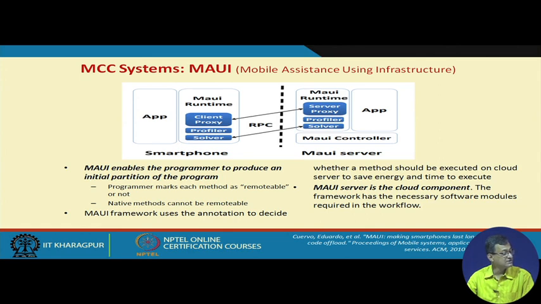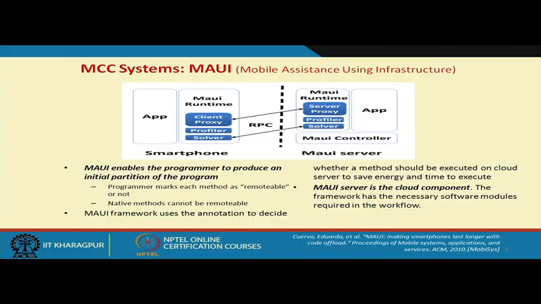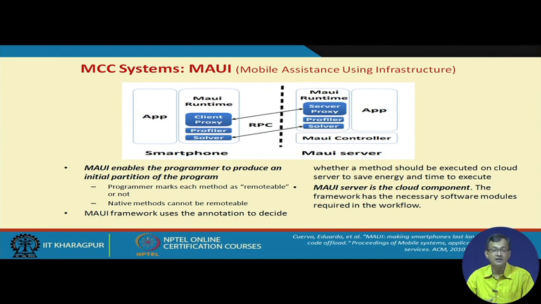The MAUI framework uses the annotation to decide whether the method should be executed on the cloud server to save energy and time to execute, right. So, there are a couple of times: the time to execute on the cloud, and the time to transfer this process and data to the cloud and get back the data if the need demands. And the MAUI server is a cloud component. So, there is a MAUI client which is on the mobile side, and there is a MAUI server which is a cloud component. The framework has the necessary software modules required for the workflow.